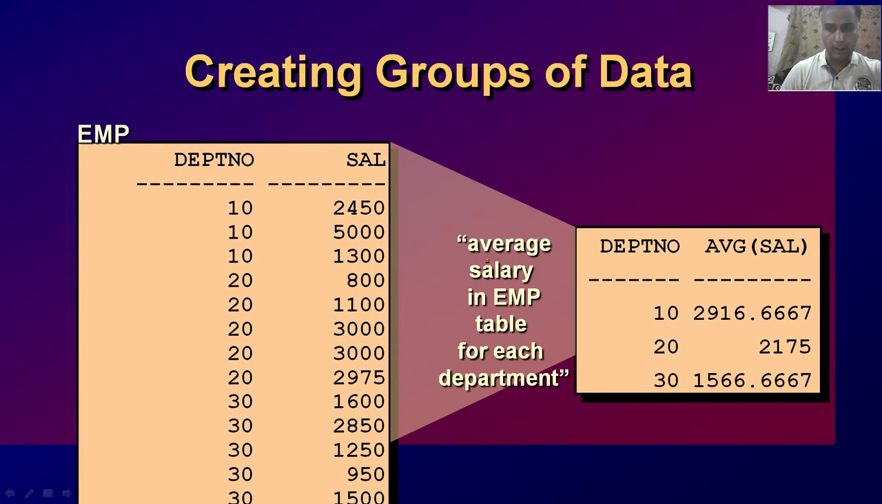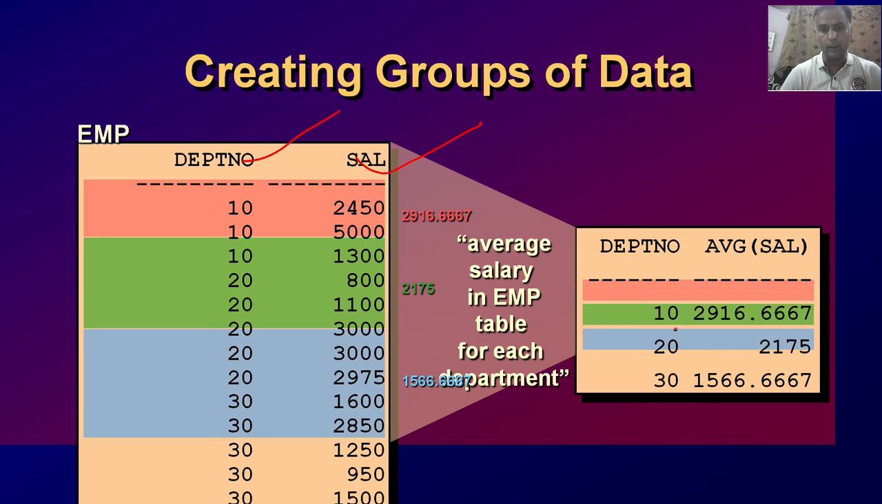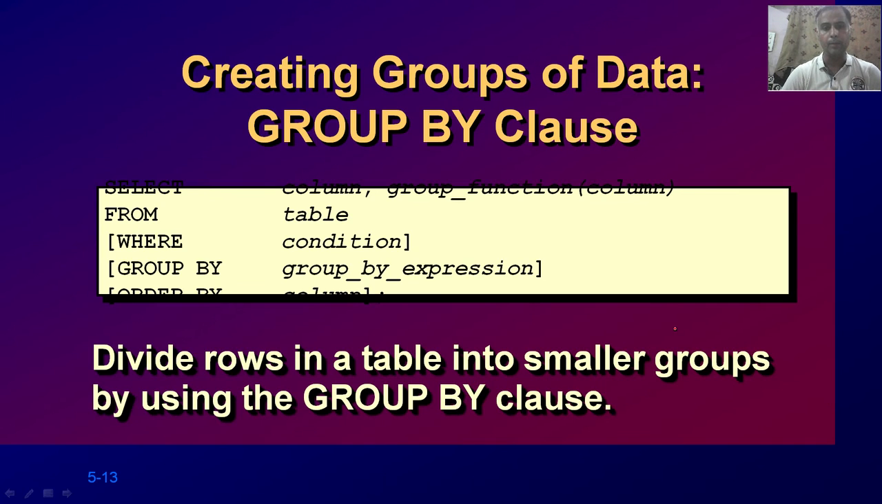Creating groups of data: here you can look at your department number and salary. If you apply the average salary, we will get the department-wise average salary. So we can write the query for this also, for department 10, department 20 and department 30. So creating groups of the data using the group by clause: divide the rows in a table into smaller groups by using the group by clause.